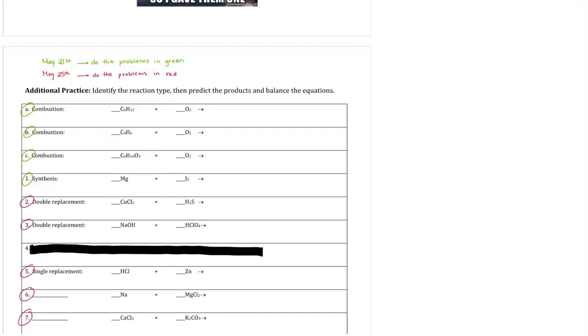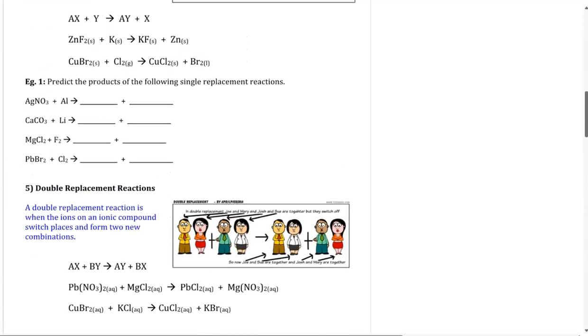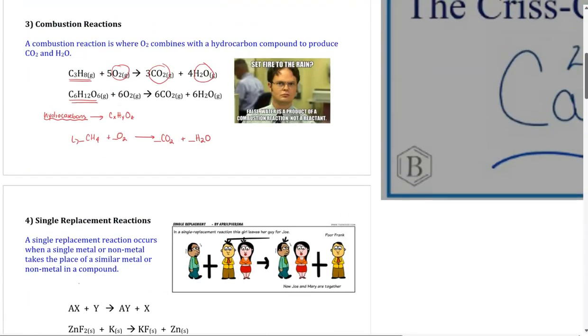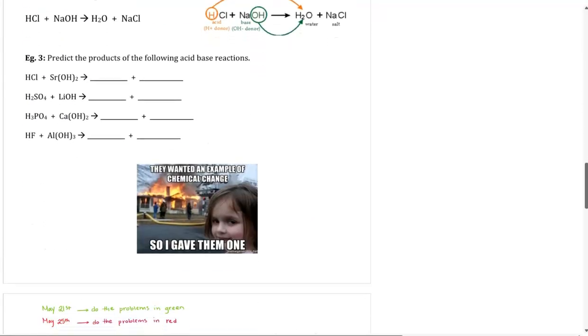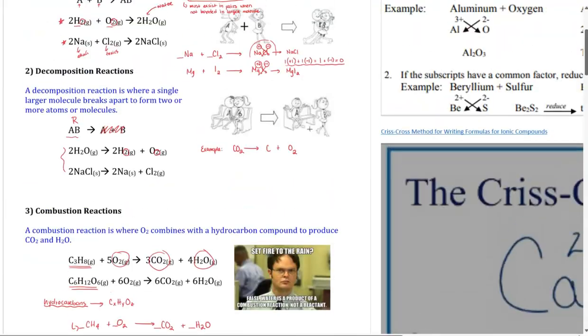So go ahead, try out the game, and then once you're done, try practicing, predicting what type of reaction it is, predicting the products, and then balancing the whole equation. All right, and check yourself with the answer key.